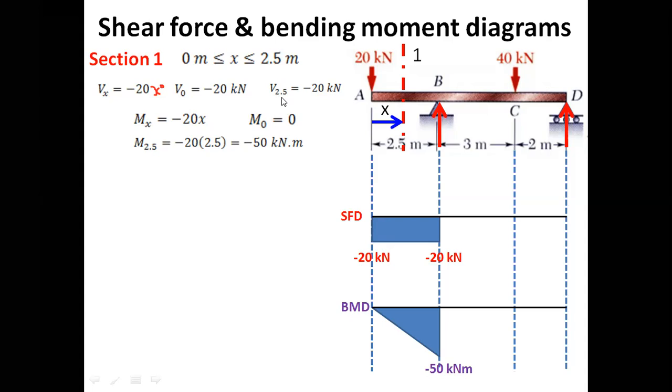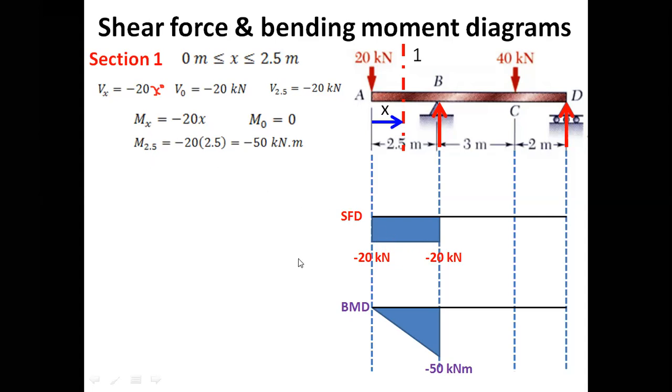V 2.5 is this distance, 2.5 is again minus 20, so we get this point, minus 20 kilonewton. And in between, throughout the section, the shear force is the same because we have a 0 degree equation. In between, there is no other loading, so the shear force is the same. We will have this line. So from A to B, this is the shear force distribution over the beam.